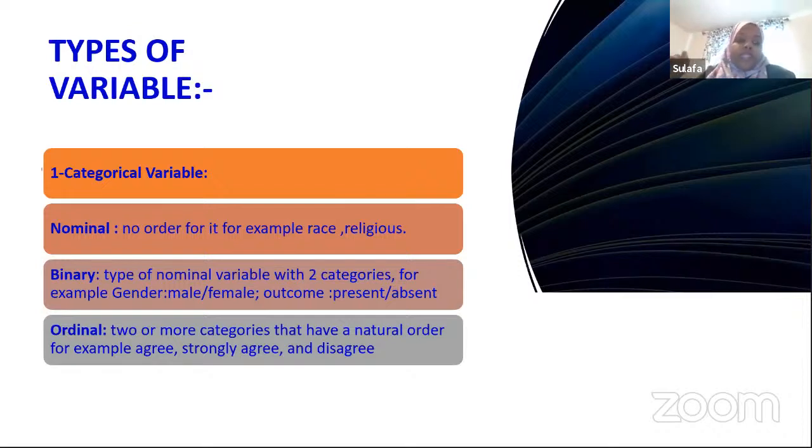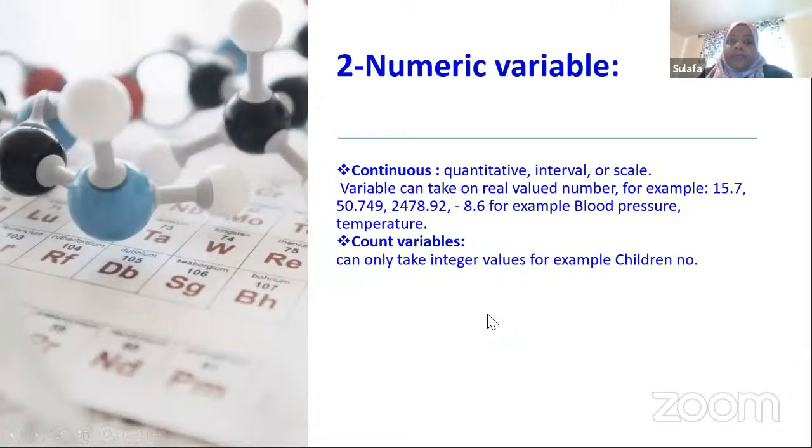We also have the ordinal. The ordinal is two or more categories that have a natural order, so we can order it. For example, strongly agree, agree, and disagree. Also first grade, second grade, third grade, so we can order our variable by naming them. The second type of variable is the numerical variable. It can be either continuous or count.